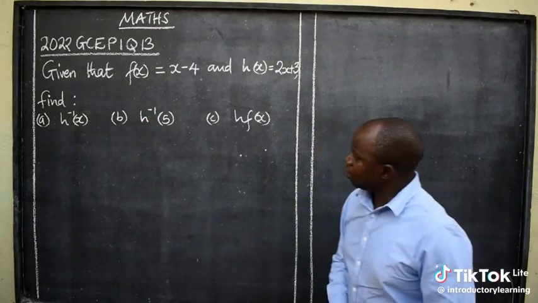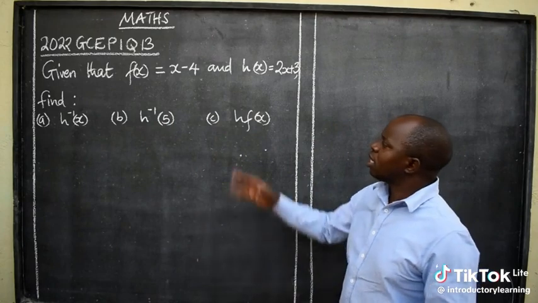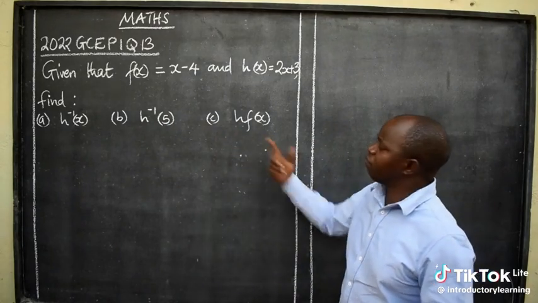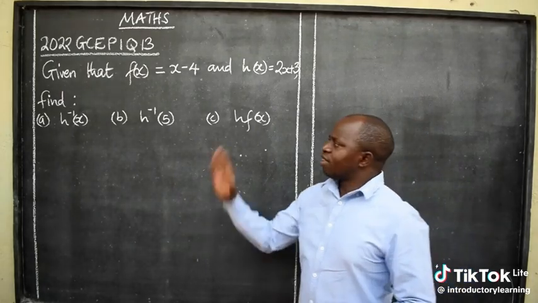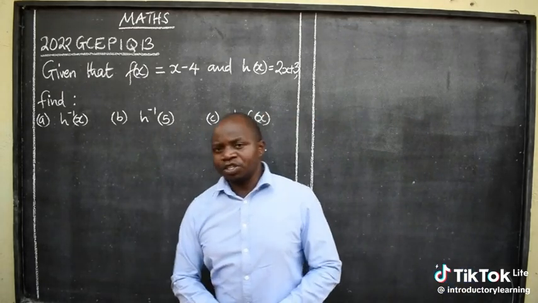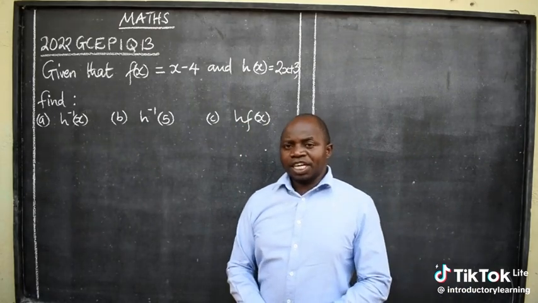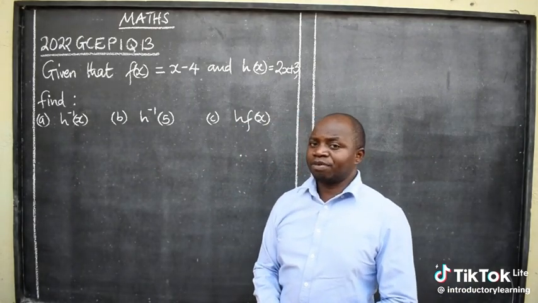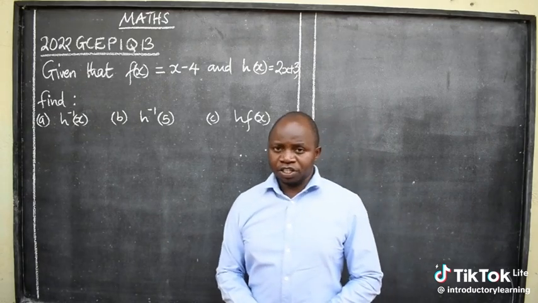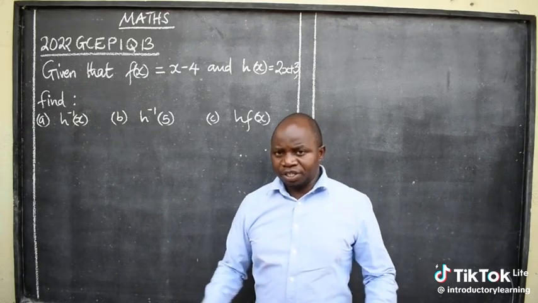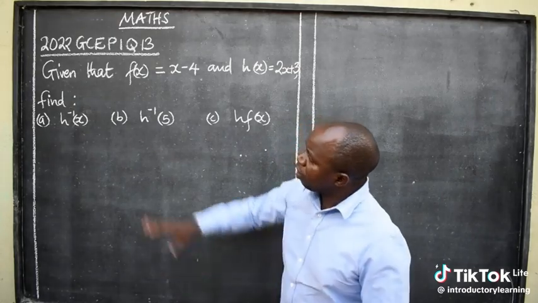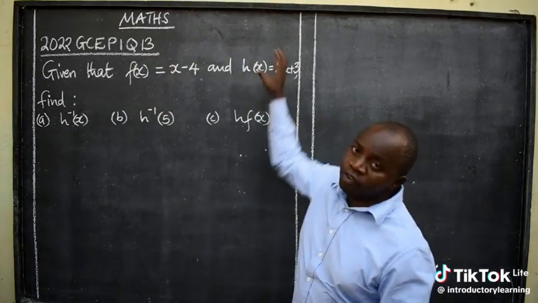And C says the composite h of f of x. These are the three parts we want to look at. The question, ladies and gentlemen, is coming from a topic called functions and relations. Well, we have been provided with two functions.